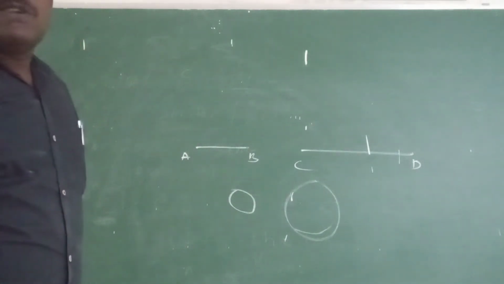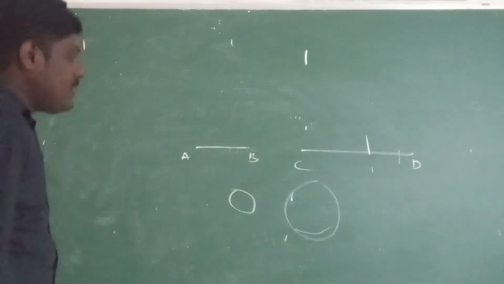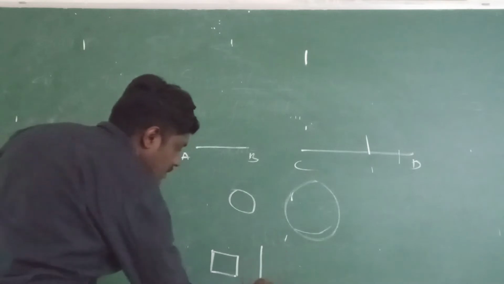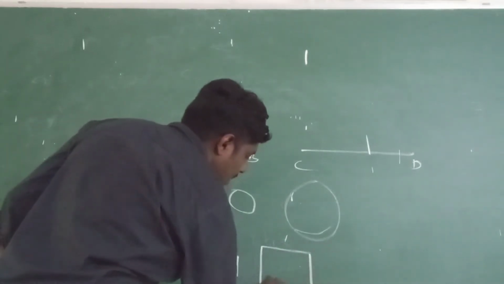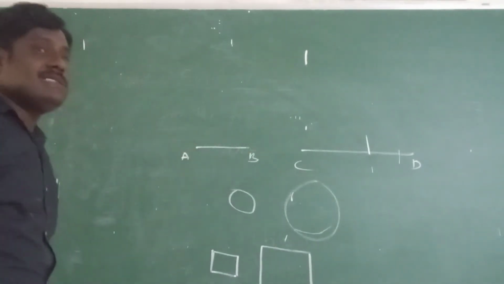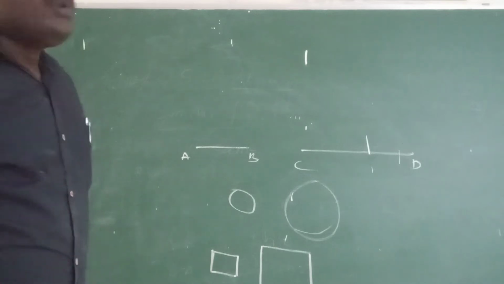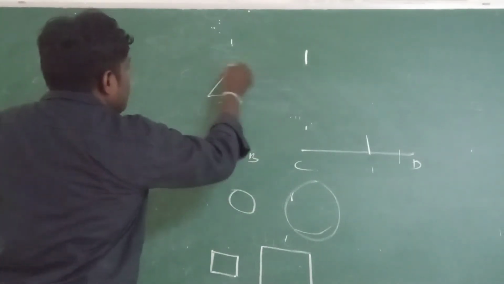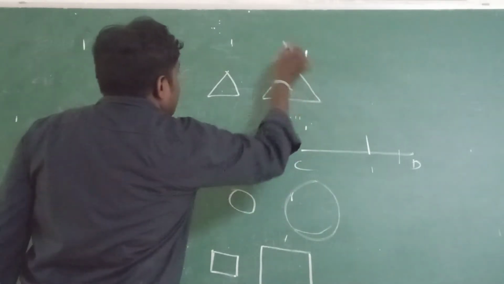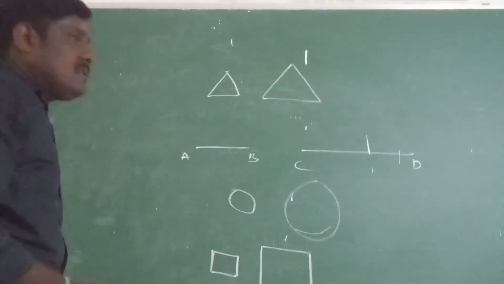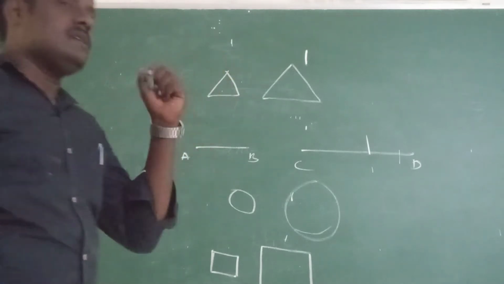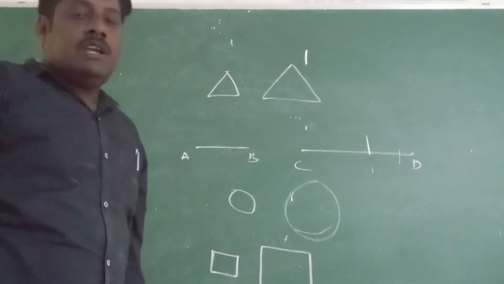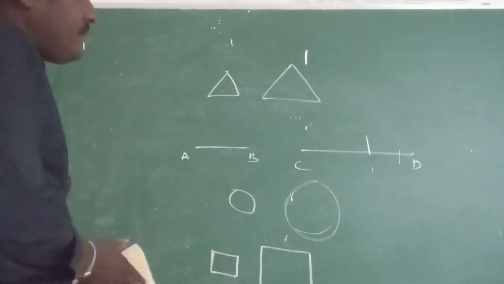Any two squares are always similar. Any two equilateral triangles are also similar. Line segments are similar, circles are also similar, squares are also similar, and equilateral triangles are also similar.